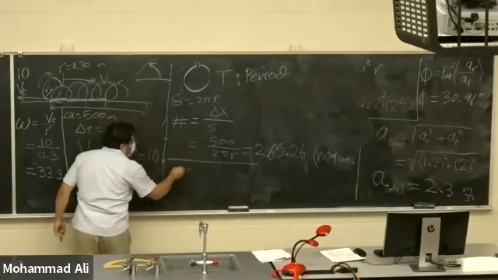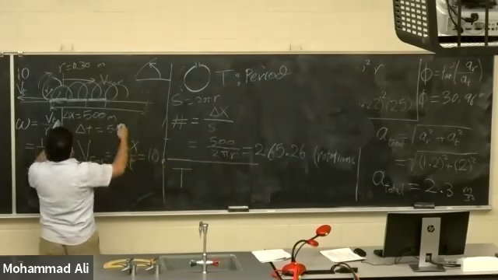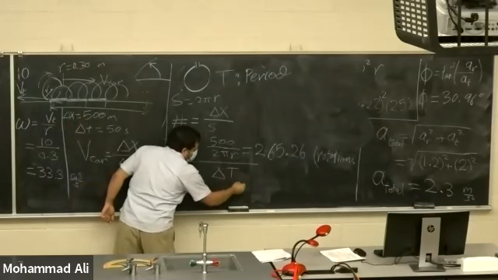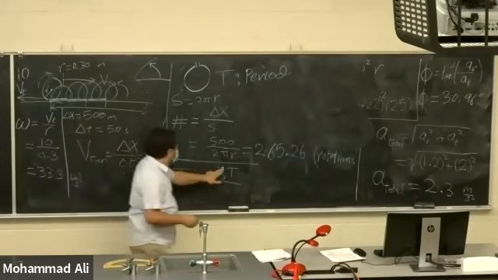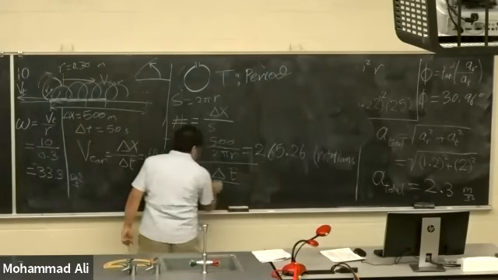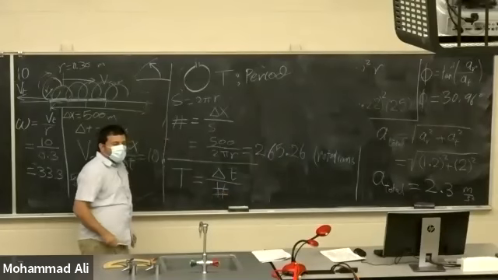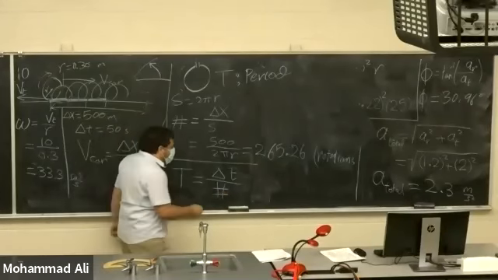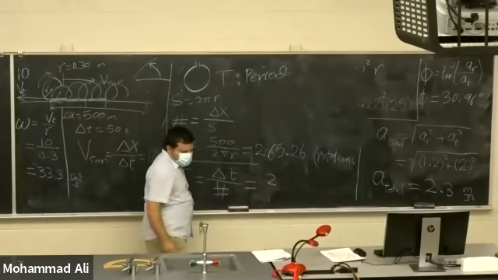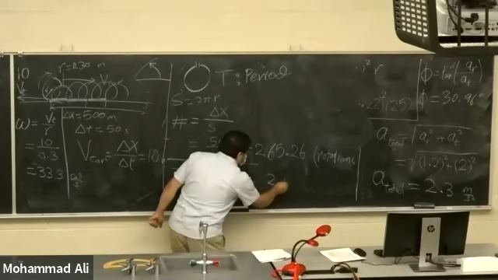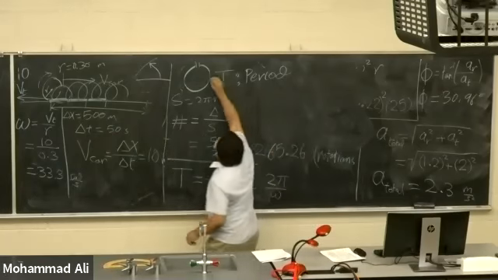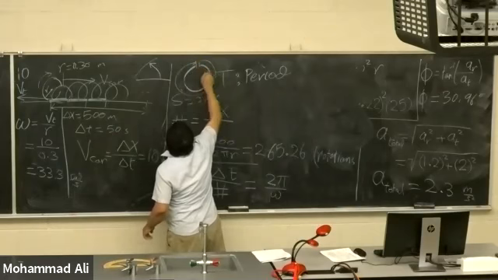The time period for each rotation is equal to the total time, delta T, the total time, which is delta small t, over the number of rotations, which is equal also to 2 pi over omega. Yes. We find that 2 pi is the total angle over omega.